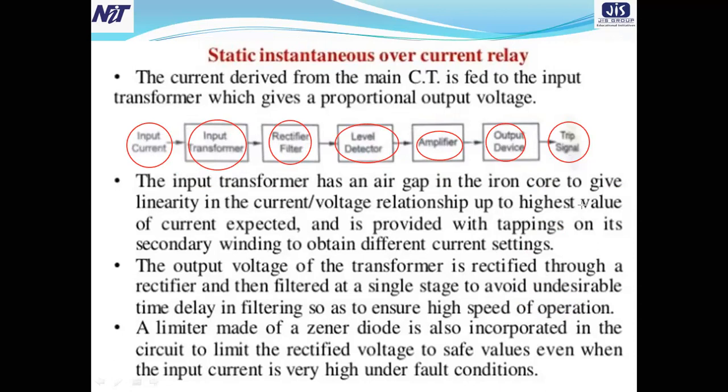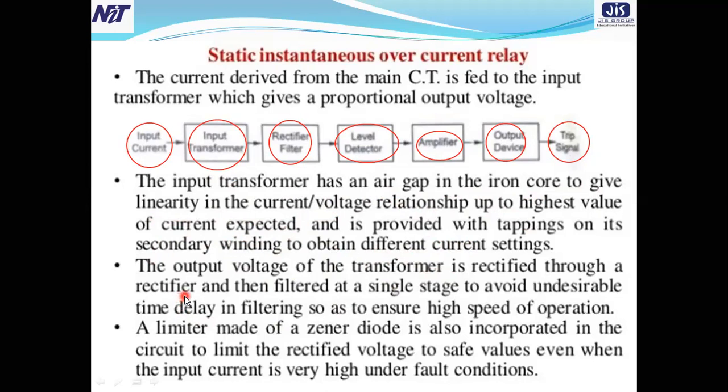Now the input transformer. This is the input transformer. It has an air gap in the iron core to give linearity in the current or voltage relationship up to the highest value of current expected, and it is provided with tapping on its secondary winding to obtain different current settings.